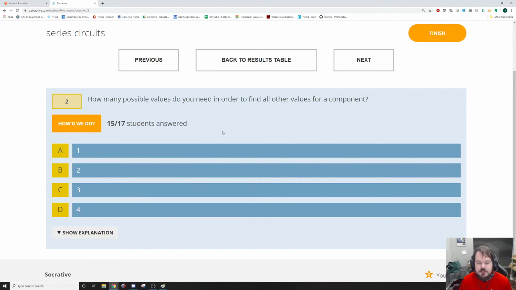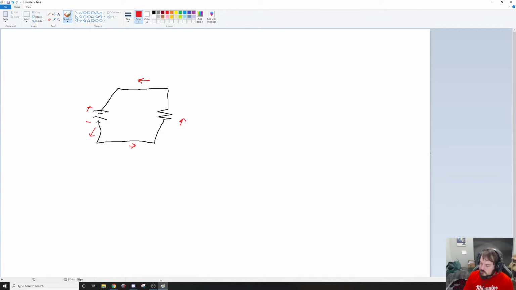How many possible values do you need in order to find all the other values for a component? 2. And I'll get more into the formulas here in a minute. Where's my pointer? There we go. I wish the pointer here was a little bit bigger, because I'm sure y'all can't even see it. All right. Let's change the black.